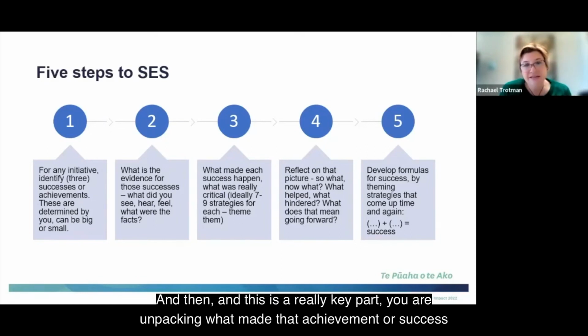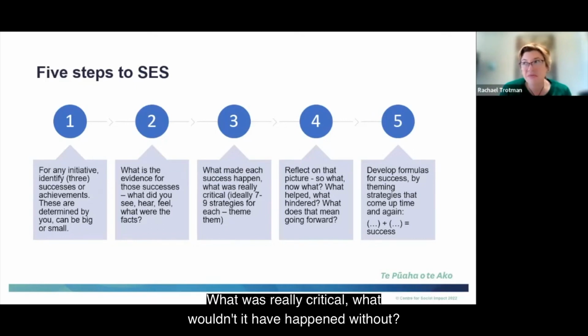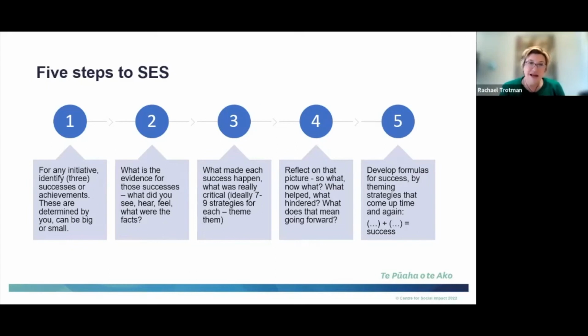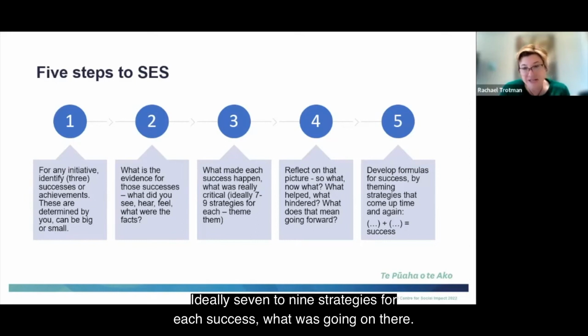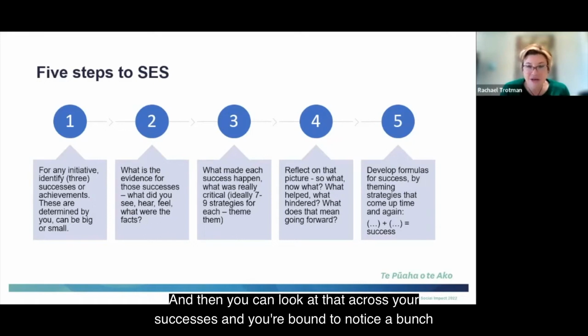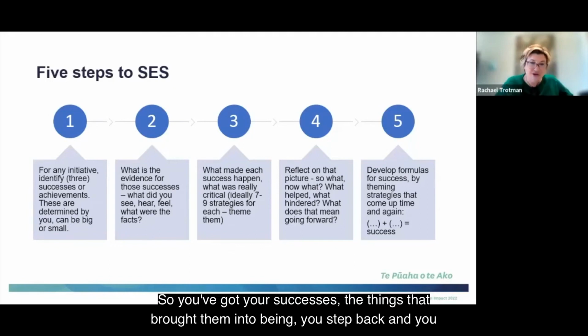And then, and this is a really key part, you're unpacking what made that achievement or success happen. What was really critical? What wouldn't it have happened without? And she says, you know, really go to town on that, ideally 7 to 9 strategies for each success. What was going on there? And then you can look at that across your successes and you're bound to notice a bunch of common themes. So you've got your successes, the things that brought them into being.